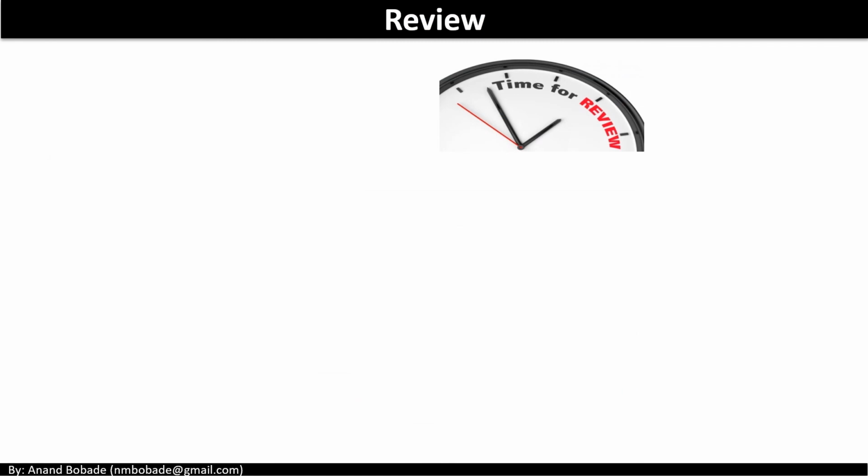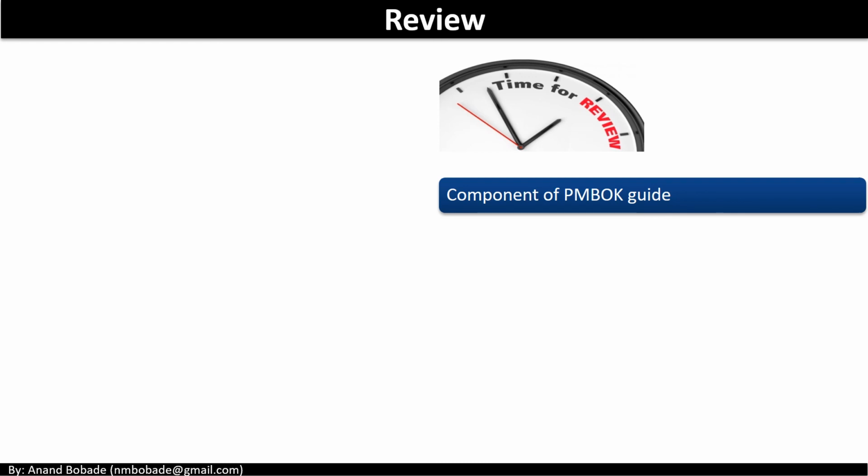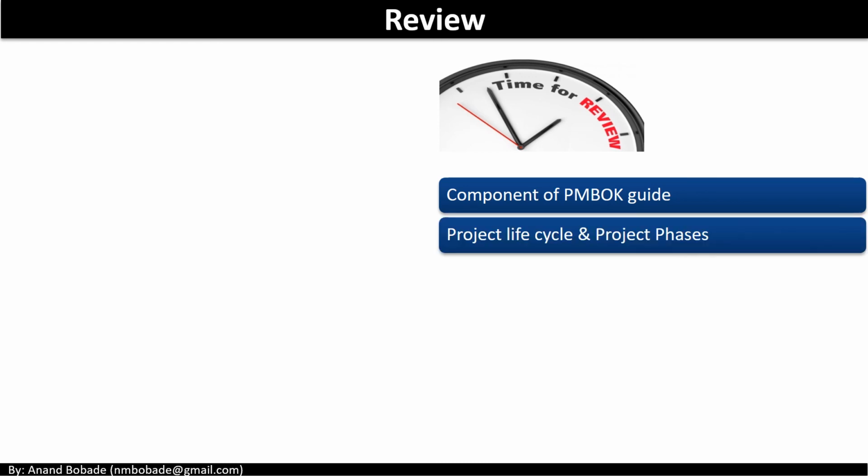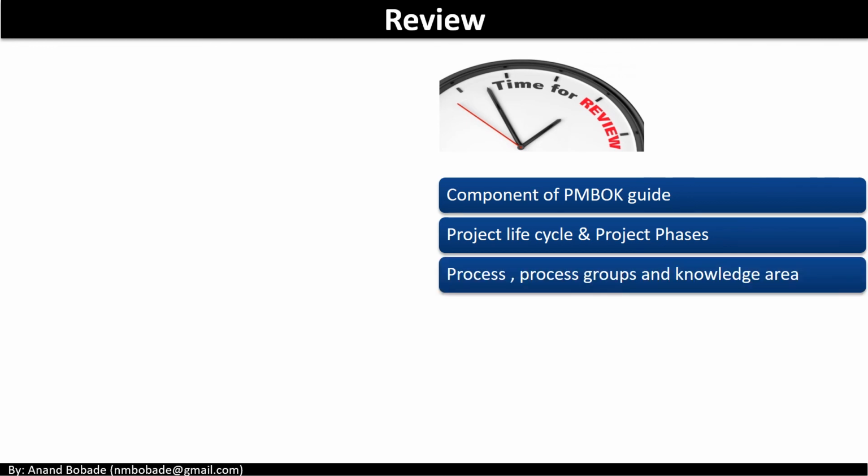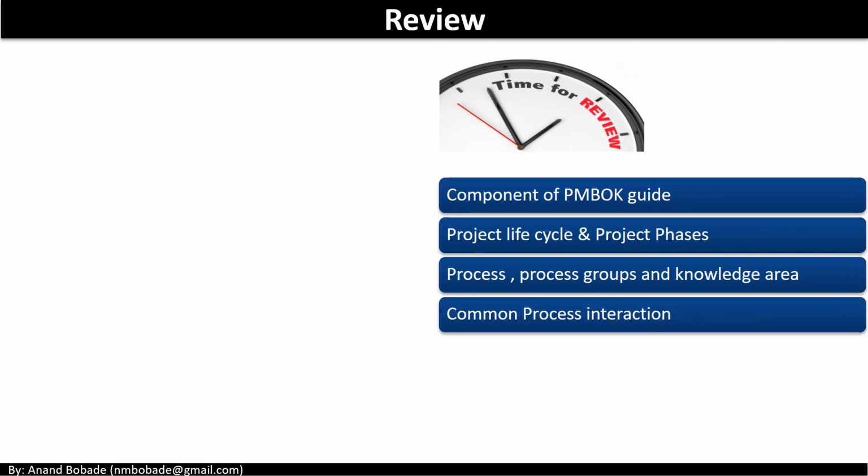We are at the end of Chapter 1, Introduction to Project Management, part 2. This part was divided into 3 sessions. I hope you have gone through all of them. Let's do a quick recap. In the first session, you learned about components of the PMBOK guide. We talked about the project lifecycle and project phases. In the second session, you learned about processes, process groups, knowledge areas, and how they are related to each other. We also talked about common process interactions.